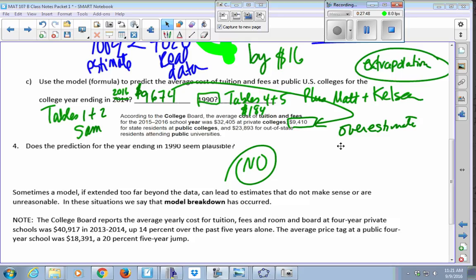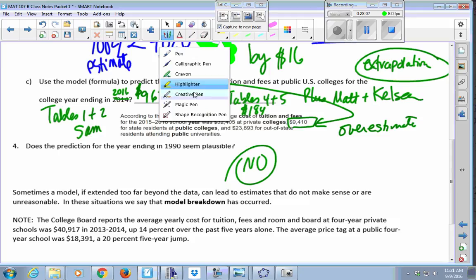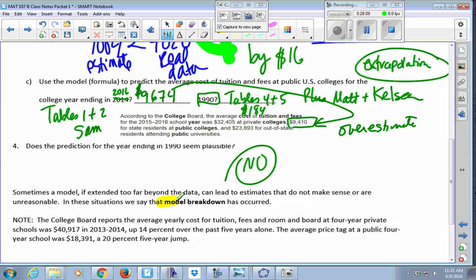That's the real mathematical term for what we just did. When you go beyond the data set, you've got to be really careful because sometimes your model no longer works. If you go too far out into the future or the past, the model doesn't capture what was going on then. We call that model breakdown. This is a term you may want to use in your project if it happens. Hopefully the project won't cause any of you to have a breakdown. So it's a model breakdown.